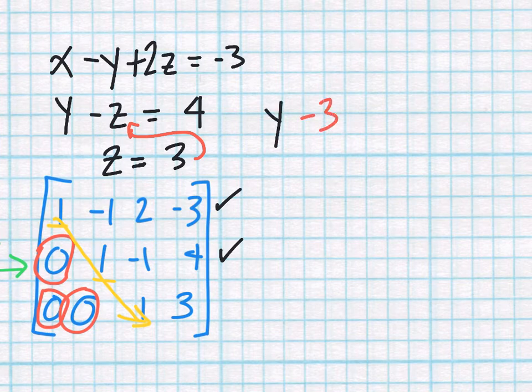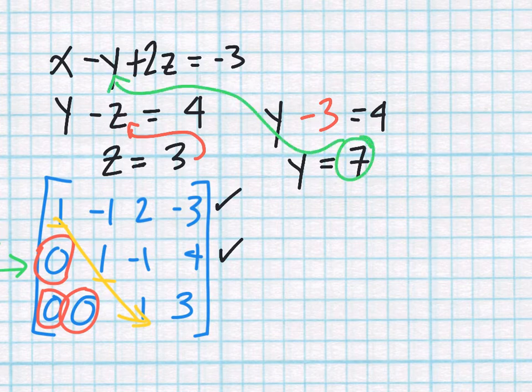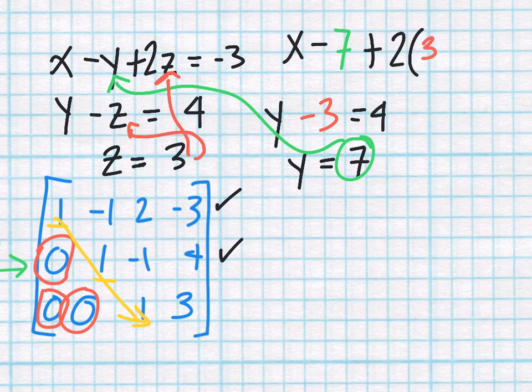y minus 3 equals 4. So that tells me that y has to be 7. And then I can take this 7, plug it in here, plug my 3 in here, and I'll have x minus 7 plus 2 times 3 equals -3. So if I solve all of that all the way down, I get x equals -2.